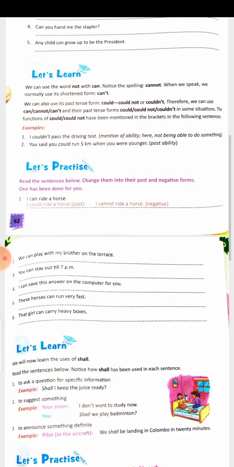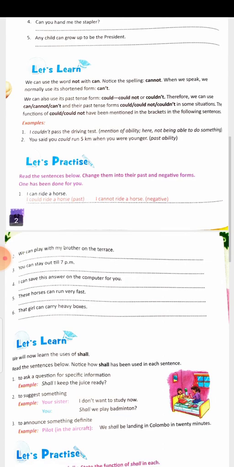Number 3. You can stay out till 7 pm. You could stay out till 7 pm, past, and you cannot stay out till 7 pm is negative. I can save this answer on the computer for you. I could save this answer on the computer for you. Or you can say, I cannot save this answer on the computer for you.